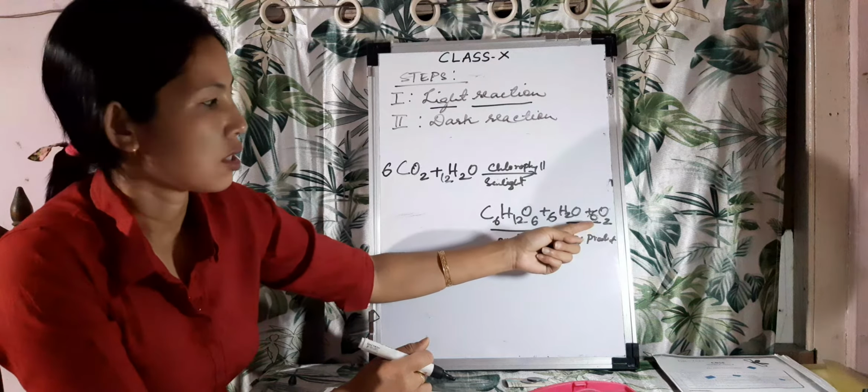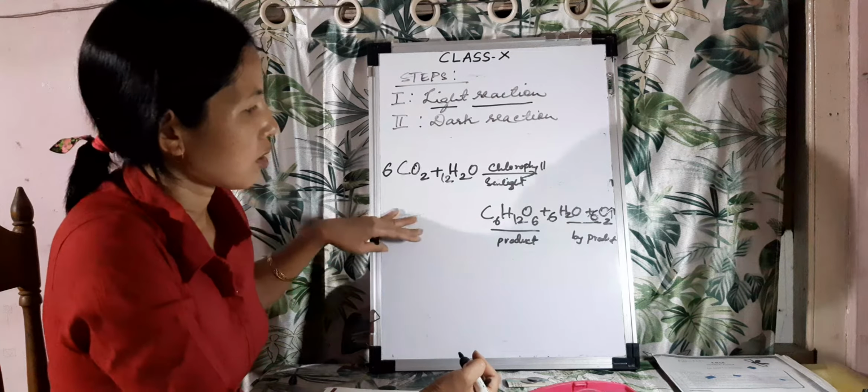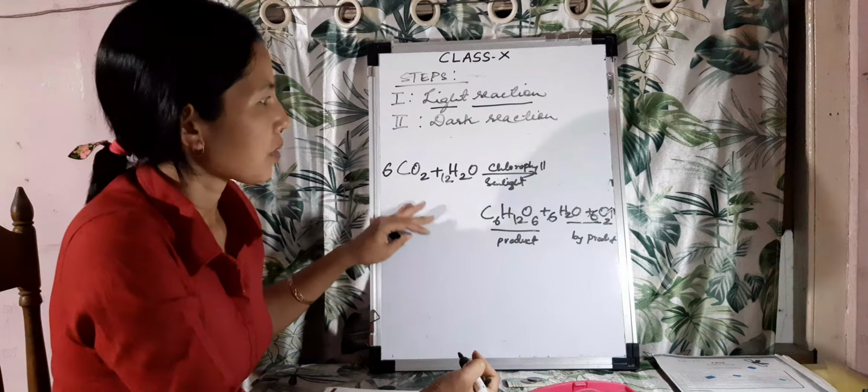And this oxygen gas is released, and the water molecules also in the form of vapor are released. So this is what the process of photosynthesis is.